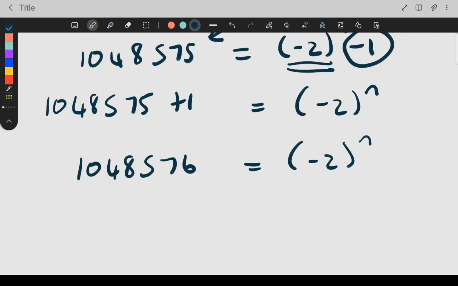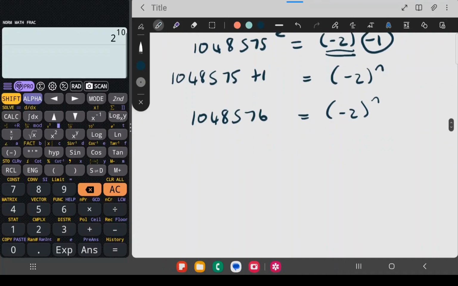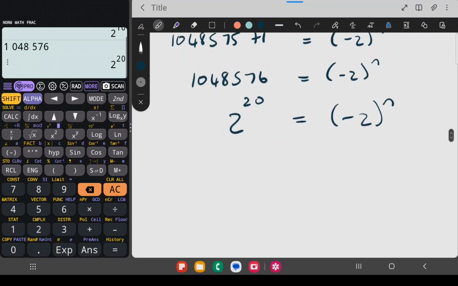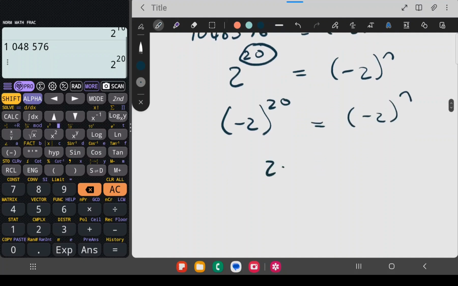So now, exponents, I'm going to try and make the base numbers the same. So remember I told you again, 104,876 equals, shift fact, I get 2 to the 20. So 2 to the 20 equals -2 to the n. But you remember grade 12, I told you that if this is an even number, you can rewrite this as -2 to the 20. You can change the sign. And now the bases are the same.